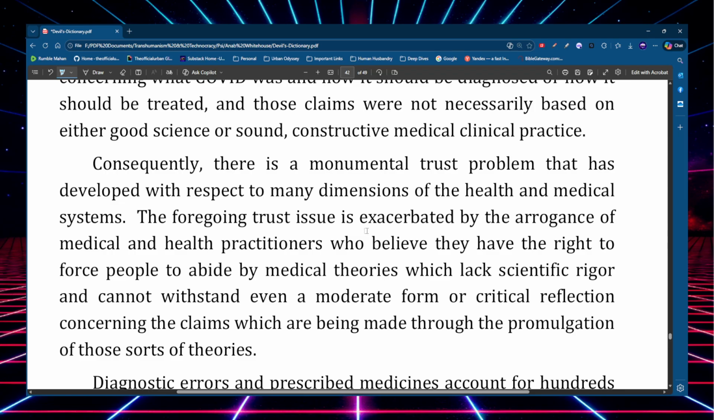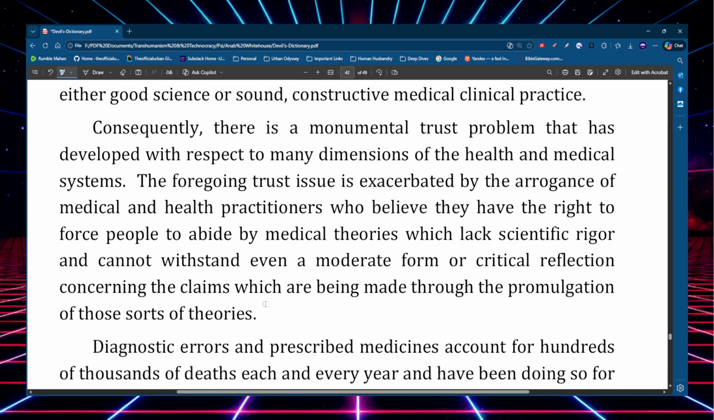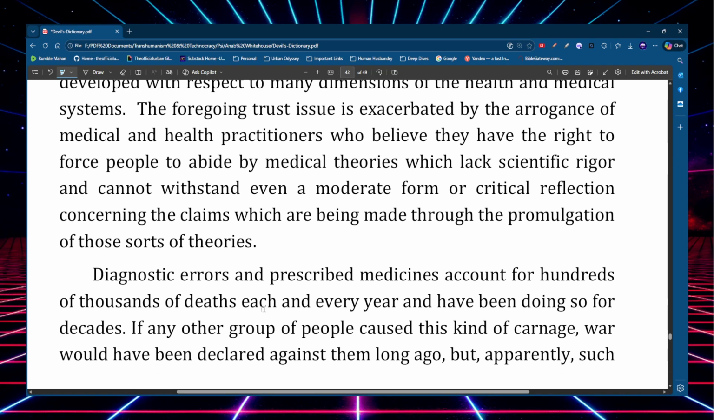The foregoing trust issue is exacerbated by the arrogance of medical health practitioners who believe that they have the right to force people to abide by medical theories which lack scientific rigor and cannot withstand even a moderate form of critical reflection concerning the claims which are being made through the promulgation of those sorts of theories.